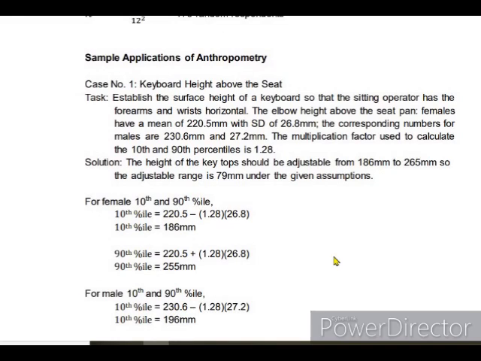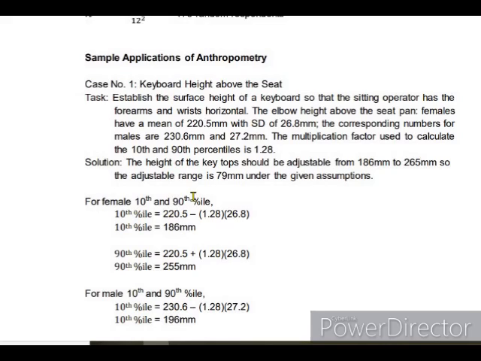Case number 1, keyboard height above the seat. So this case is about application of anthropometry when it comes to designing keyboard height above the seat. So the task is to establish the surface height of a keyboard so that the sitting operator has the forearms and wrists horizontal. So we have to know what is the height of the chair for the user to have his forearms and wrists horizontal.